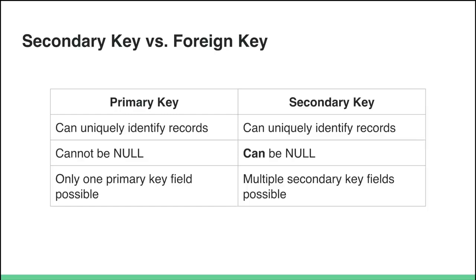The difference between a primary key and a secondary key is, while they both uniquely identify records, primary keys cannot be null because they are essential to identifying records in a database. However, secondary keys can be null. Also, we can only have one primary key at a time, versus multiple secondary key fields. So this is going to have a caveat in the slides coming up.